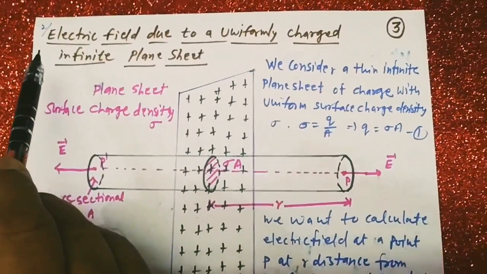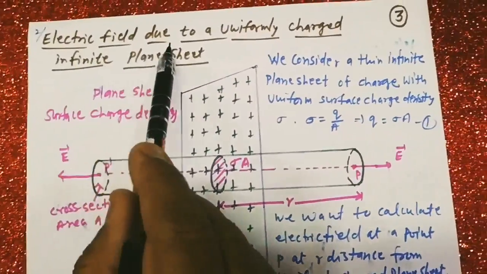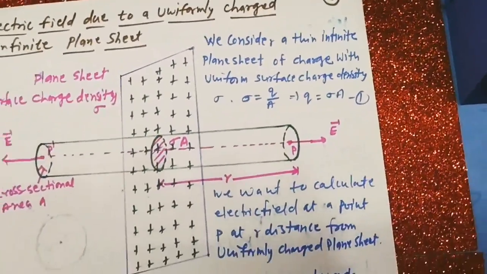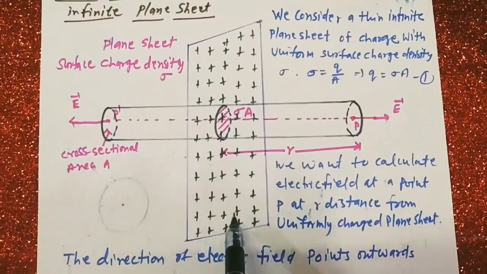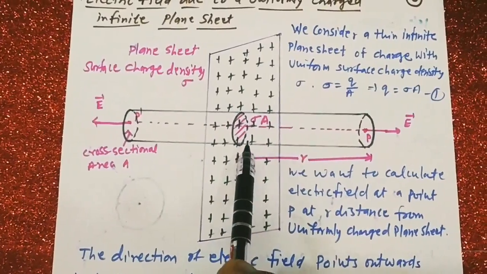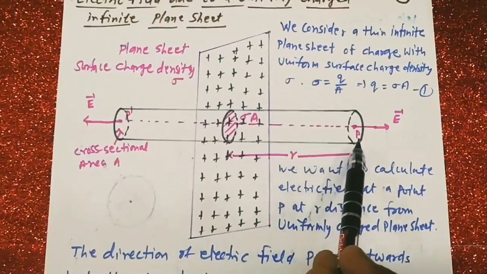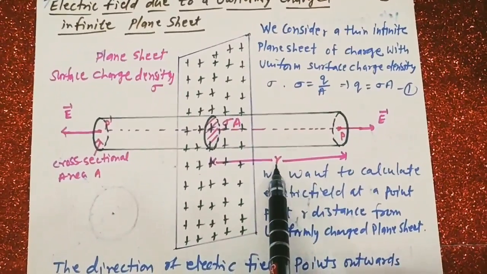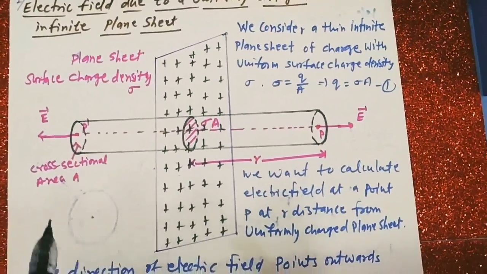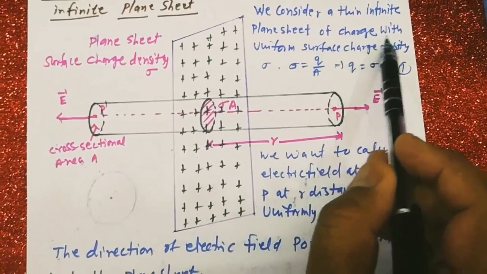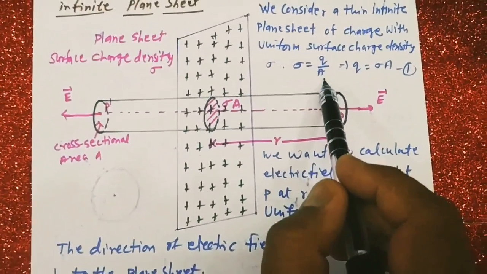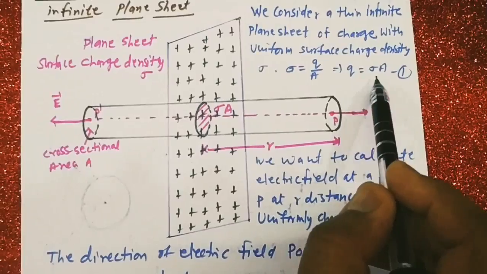Second important application of Gauss law: electric field due to a uniformly charged infinite plane sheet. In this, we see one portion of the infinite plane sheet on which the surface charge density is sigma. From this sheet at r distance, one point is P at which we want to find the electric field due to this infinite charged plane sheet. We consider a thin infinite plane sheet of charge with uniform surface charge density sigma equals q upon A, or q equals sigma A.